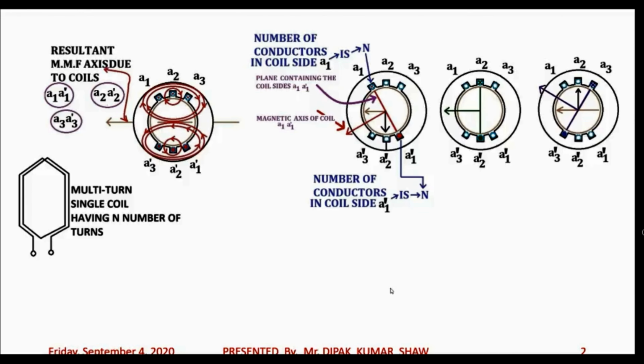So that cross-sectional view of the single-phase induction motor you can view over here. You may follow the mouse pointer, please. So this is the cross-sectional view of a single-phase induction motor. So you can see that there are 6 slots on the stator core periphery.